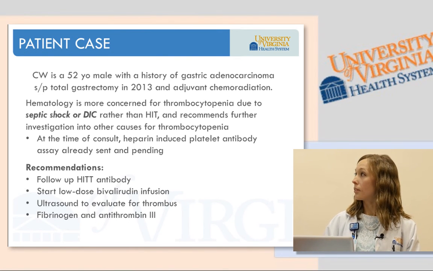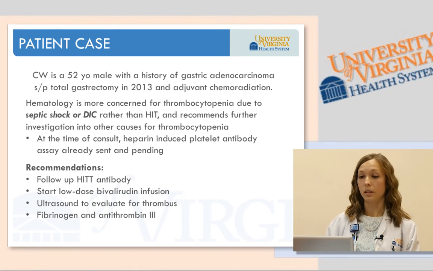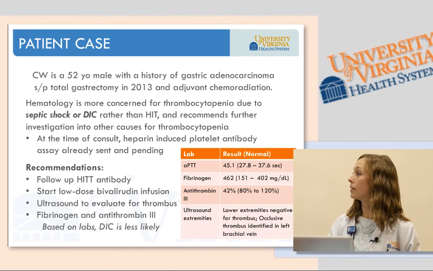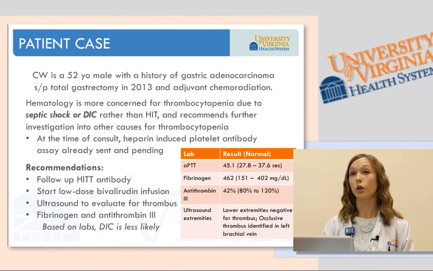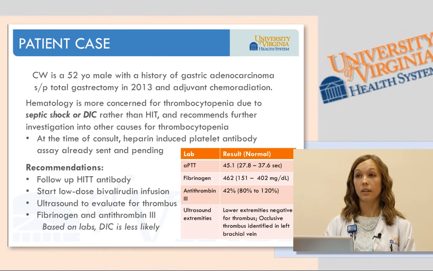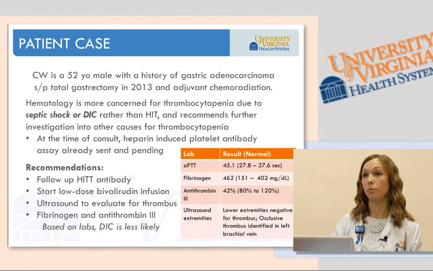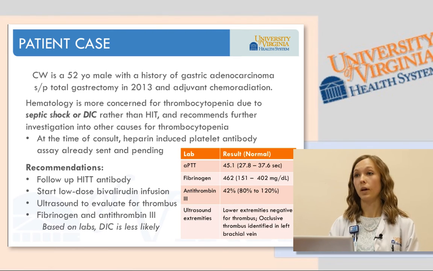So now, finishing up and closing with our patient, CW, we get a little bit more data here. And we see that he has an elevated APTT and a low antithrombin, which are suggestive of a DIC picture. But we also see an elevated fibrinogen, and that really points away from DIC. We also see on the ultrasound that he does have an occlusive thrombus in one of his upper extremities.